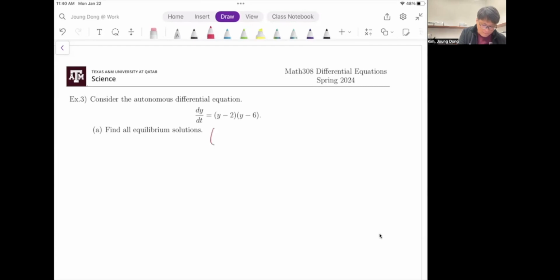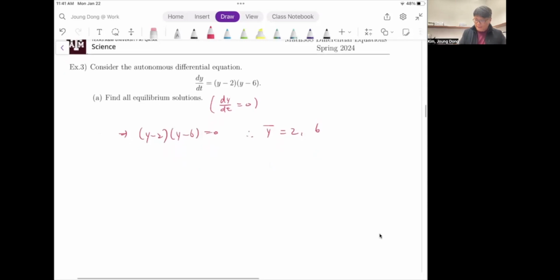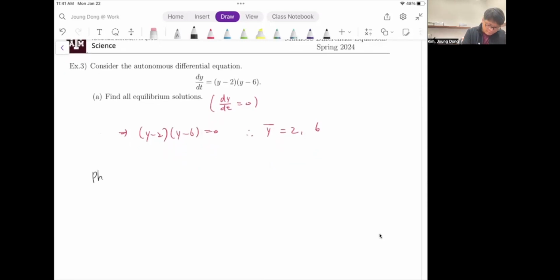The definition is, for autonomous, dy/dt is equal to 0. So we can say (y minus 2) times (y minus 6) equals 0. Then you can easily find your equilibrium solutions are 2 and 6. That's it. Once you find your equilibrium solutions, I would like to ask you to draw the phase line portrait. So what is that? It's really simple. Just simply a number line, as we did in calculus 1, and just point out your critical numbers.